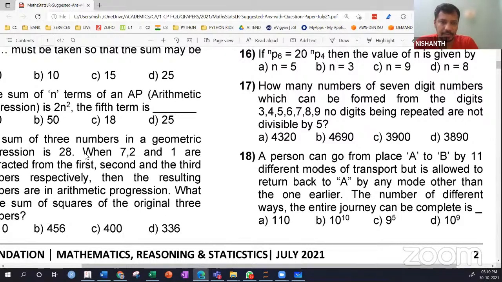It should not be divisible by 5. Sir, option A. Okay, others please try. 6, 7, 8. Okay, you have 8 numbers there and they want only 7-digit numbers. It should not be divisible by 5.